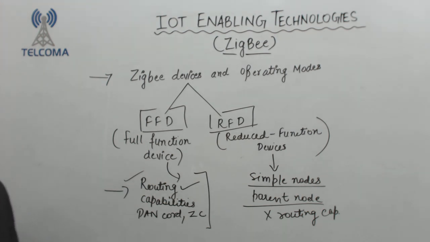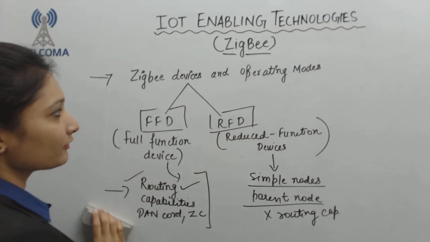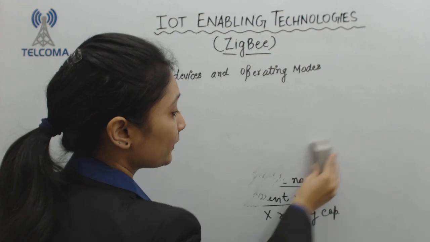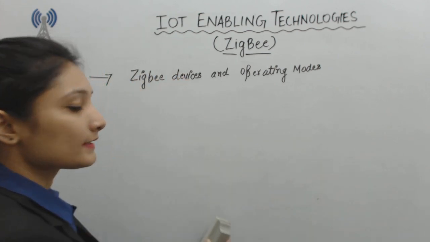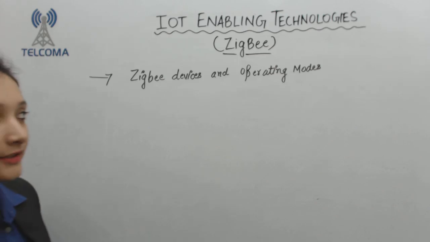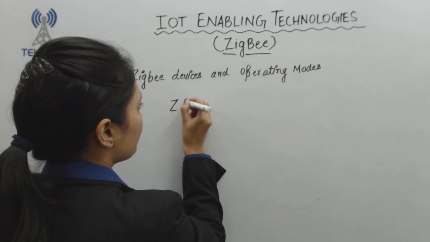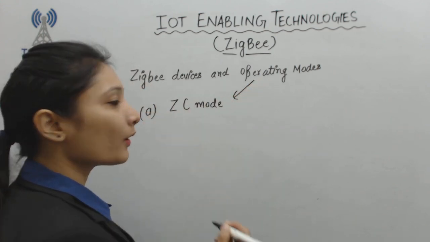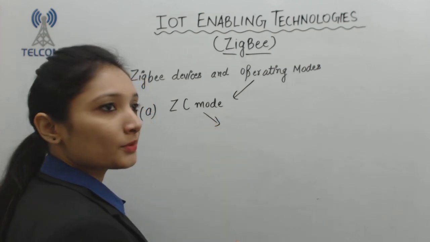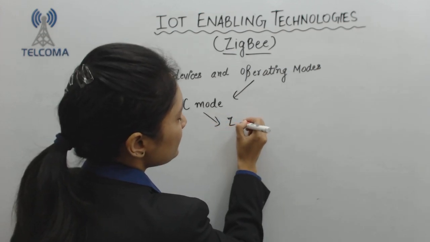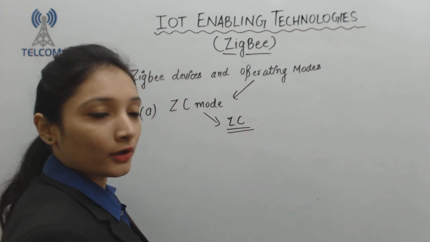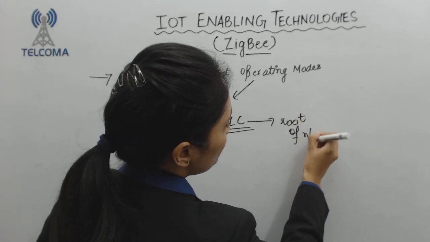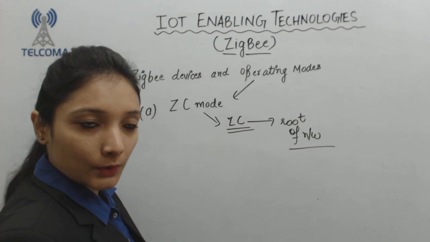Now, after the Zigbee devices, next we have the operating modes here. This operating mode is directly related to your devices here. You will have ZC mode, for example, that is your Zigbee coordinator mode. This mode is an intelligent mode because we have a Zigbee coordinator, or a personal area network coordinator here, which is considered the root of the network here.